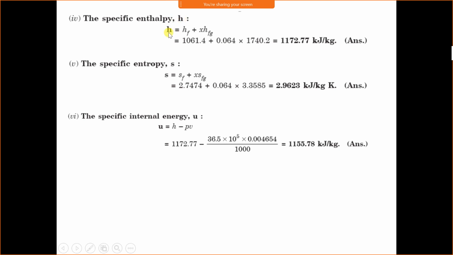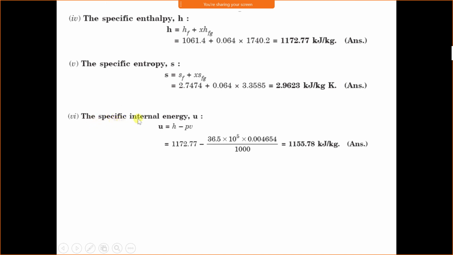The next is specific enthalpy. Specific enthalpy of wet steam is H equal to HF plus x HFG. HF is 1061.4 plus x, that is 0.064, into HFG 1740.2. It is coming to be 1172.77 kilojoule per kg. The specific entropy S is equal to SF plus x SFG. SF is equal to 2.7474 plus x, that is 0.064, into SFG 3.3585, and it is coming to be 2.9623 kilojoule per kg Kelvin.